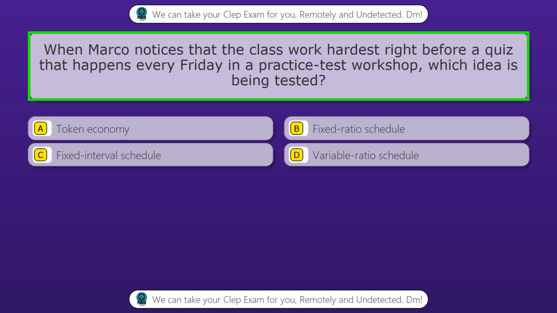Question 8. When Marco notices that the class works hardest right before a quiz that happens every Friday in a practice test workshop, which idea is being tested?